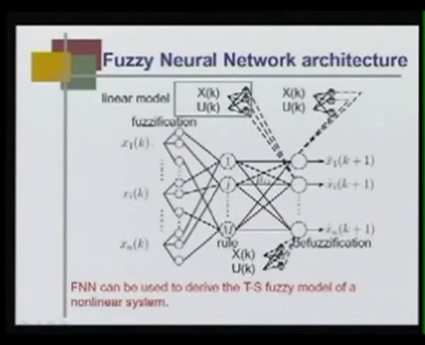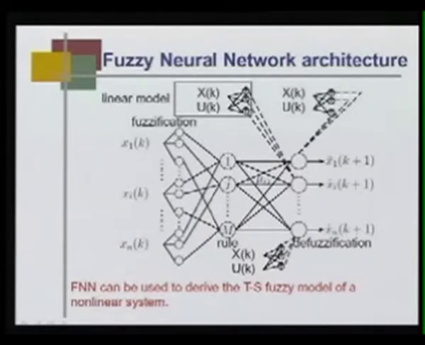So, this is simple. These are my states x 1 k, x i k, x n k. These are my states and I have m rules, okay, and corresponding to each rule I have a fuzzy membership and a linear neural network whose input is x k and u k and output is x k plus 1. Similarly, corresponding to each rule I have a linear neural network, and finally we do the defuzzification to compute the actual x k plus 1.